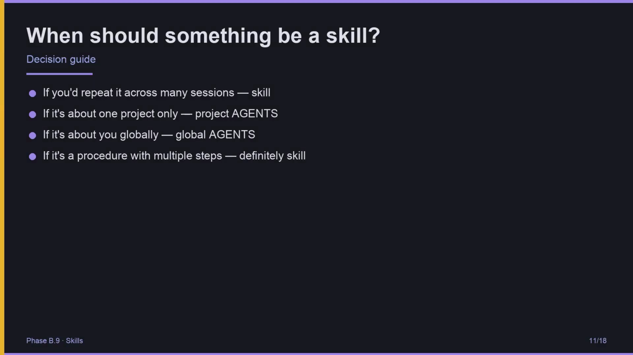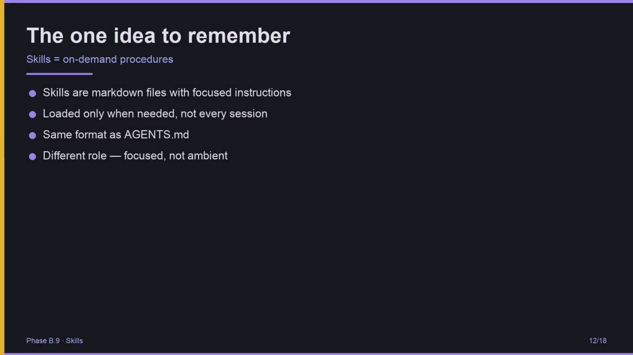When should something be a skill? Decision guide. If you'd repeat it across many sessions, make it a skill. If it's about one project only, project agents.md. If it's about you globally, global agents.md. If it's a procedure with multiple steps, definitely a skill. Procedures are what skills are best at. If you remember one idea, skills are on-demand procedures. Markdown files with focused instructions, loaded only when needed, not every session. Same format as agents.md. Different role, focused, not ambient. We'll write our own skill in Phase H, when you have lived experience with OpenCode.